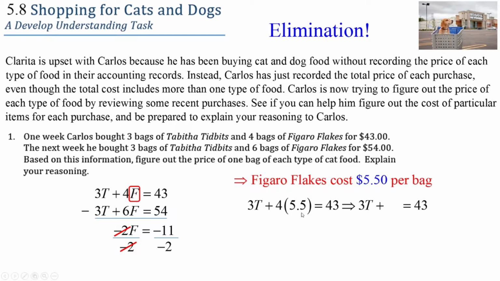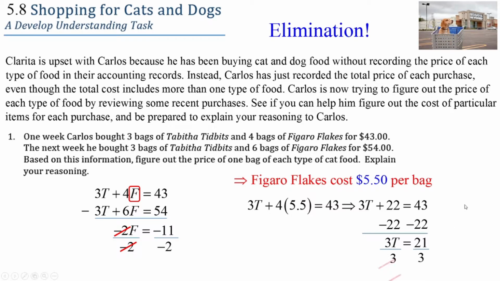4 times 0.5 would be 2, so 20 plus 2 would be 22 equals 43. And now we have a two-step equation that we can solve for t. Let's undo this plus 22 by subtracting 22 from both sides. Bring down the equals, and we're left with 3t on the left equals 43 minus 22. That would be positive 21, excuse me. And now you divide both sides by the 3.